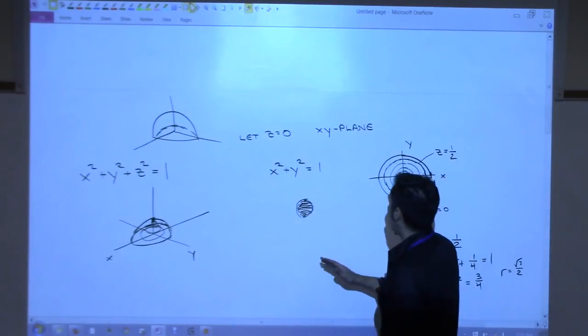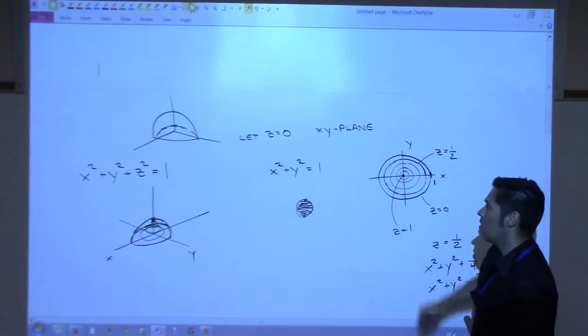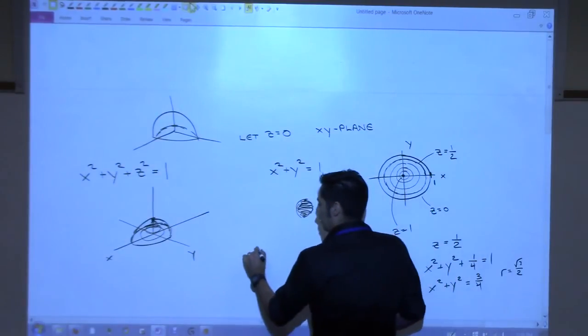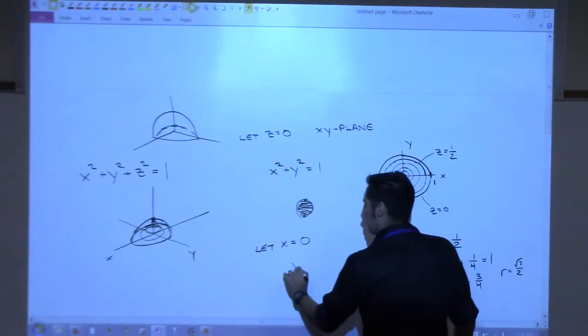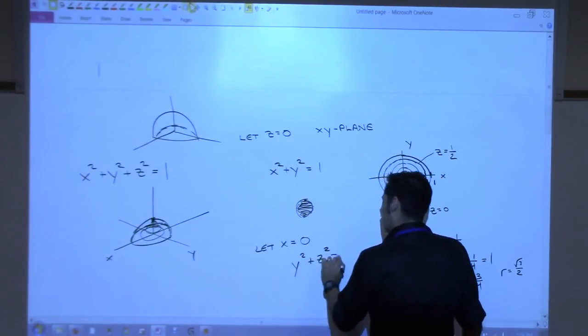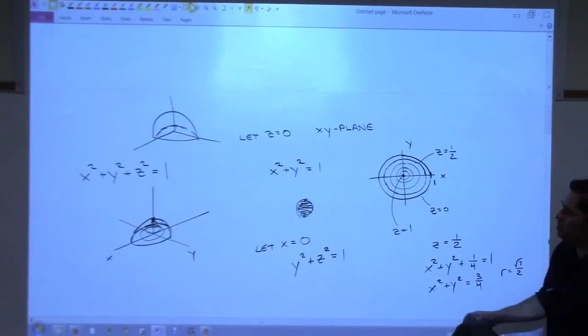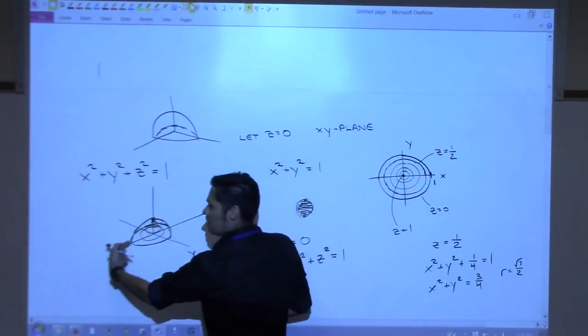I went ahead and I came through and I looked at it from the top down, right? Why not come in and look at it from the side? In other words, why don't we let x be 0 instead? If x was 0, the equation would become y squared plus z squared equals 1, wouldn't it? And that's a circle, but in what plane? The yz plane instead of the xy plane. So it's almost like you're looking at this ball, but from this side, or sorry, from this side.